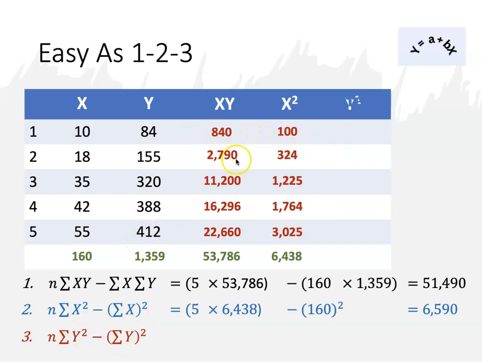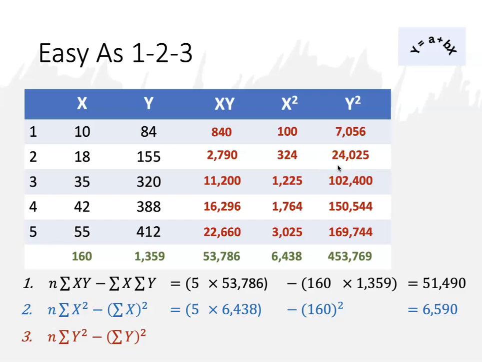So let's go. 84 squared is 7056. 155 squared, 24025. 320 squared, 102,400. 388 squared, 150,544. 412 squared, 169,744. And the total of these y squared values is 453,769. So we're now ready to find equation 3.